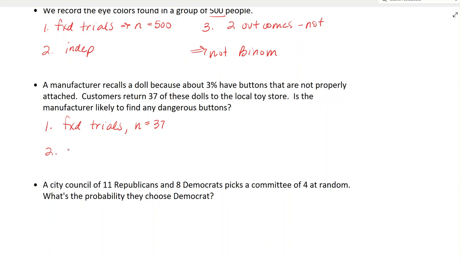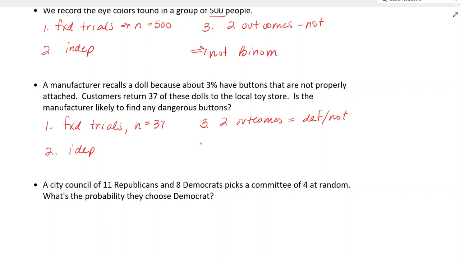The second criteria is that they are independent. And we would say that the likelihood of one doll having a not properly attached button versus another one not having a properly attached button is independent of each other. So yes, they're independent. Number 3, are there two outcomes? Yes, there are two outcomes. The two outcomes would be, is the doll defective or not?